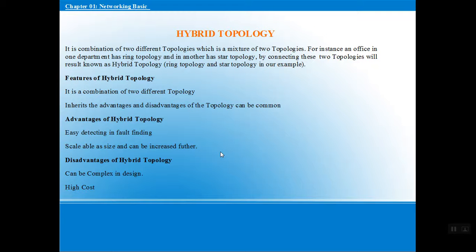Next, we have a hybrid topology. Nowadays, the hybrid topology is the most advanced one. It's a combination of all topologies. It can be between two topologies that are connected to share their data and resources.